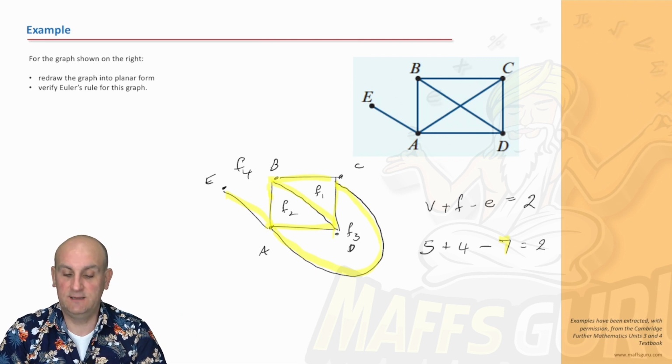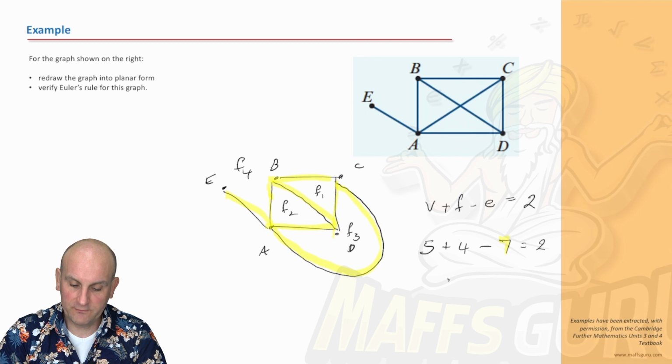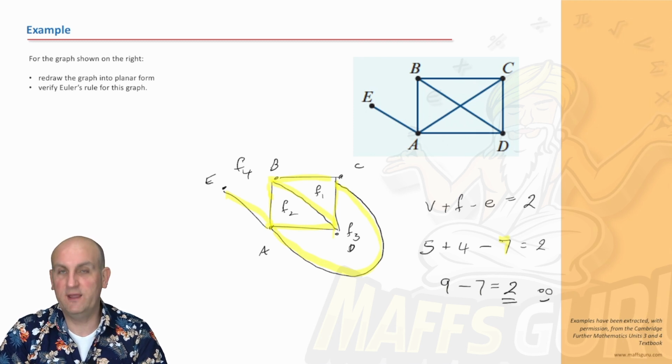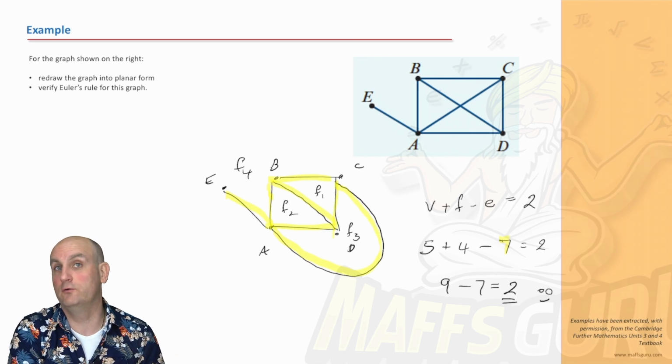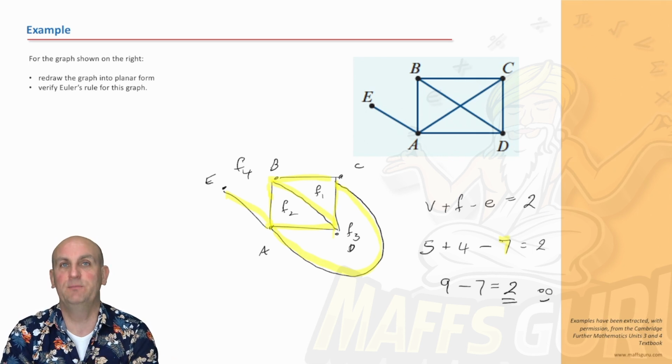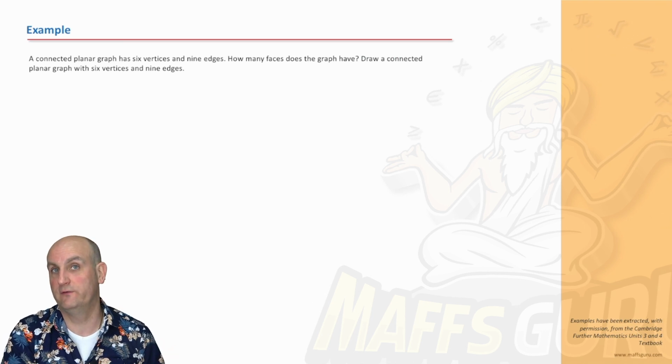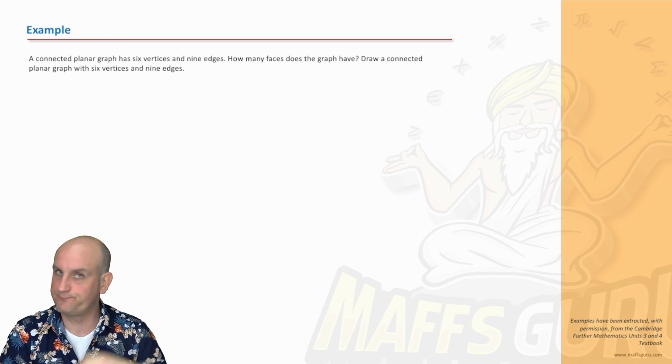So does that actually make 2? 5 plus 4 is 9, minus 7 does equal 2, smiley face. So in which case, using Euler's rule, we know that that is actually planar. Now, obviously, they don't always give you diagrams. Sometimes you have to work out missing things using Euler's.